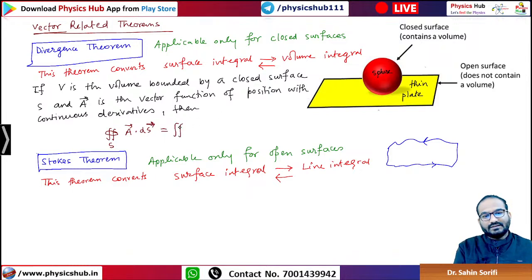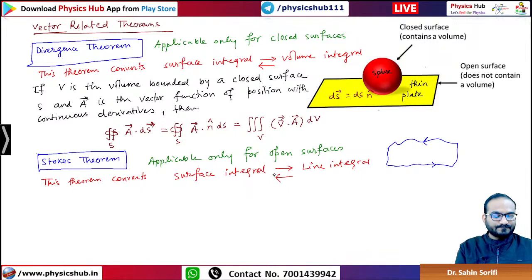This surface integral has another form. ds, if you consider the vector ds, is nothing but the magnitude of ds and the direction n cap. So that is why sometimes we write A dot n cap ds. This is equal to the volume integral over V of the divergence of A dV. So it basically converts a surface integral into a volume integral.